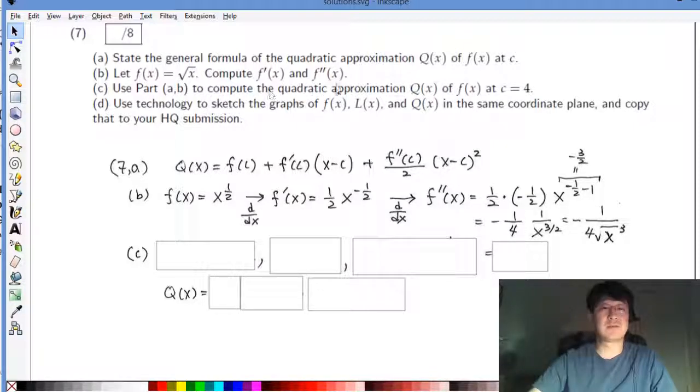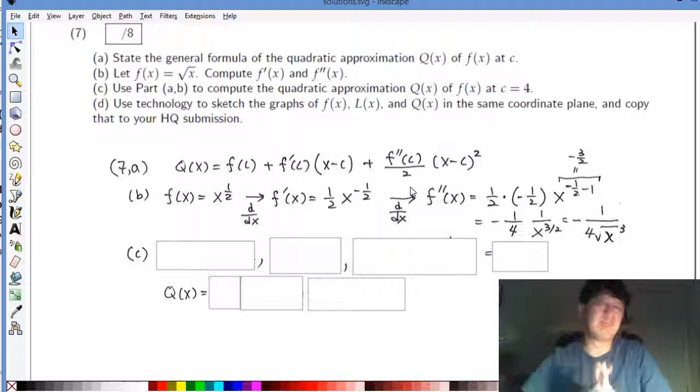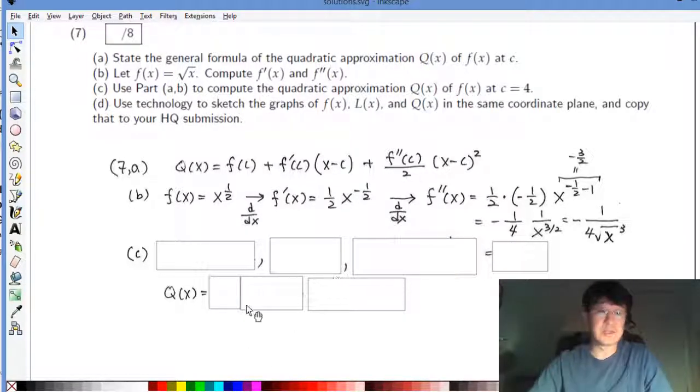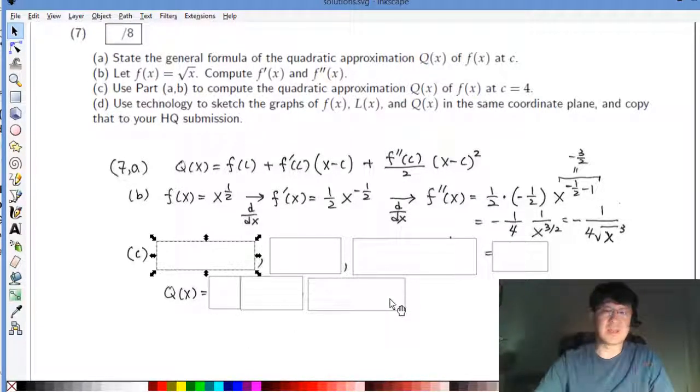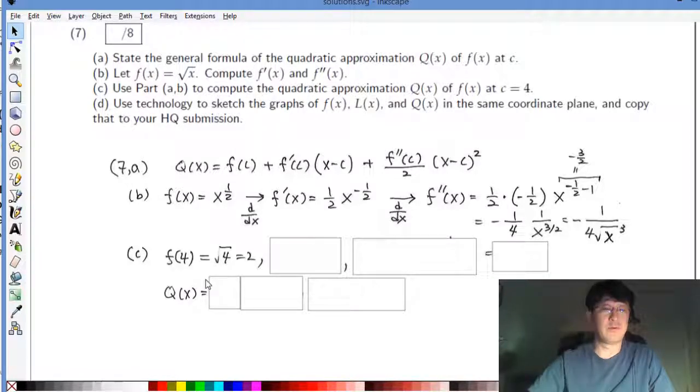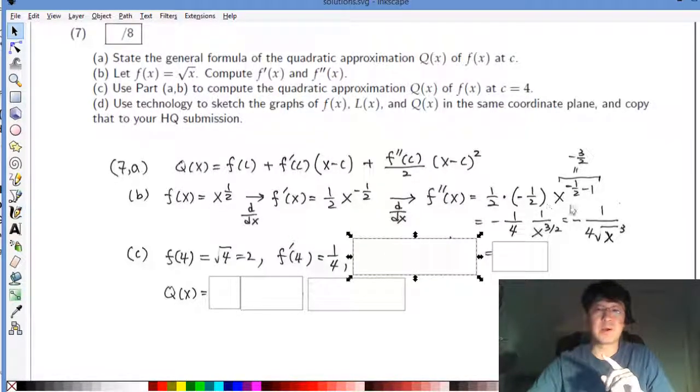All right, that answers part B. And part C, use parts A and B, this information, to compute the actual quadratic approximation Q(x). And here's the quadratic approximation. You have to replace these c's and f of c, f prime of c, f double prime of c divided by 2 with actual values. So here it is f of c, so it is f of 4. We already did that, and this one as well, so I skipped that part.